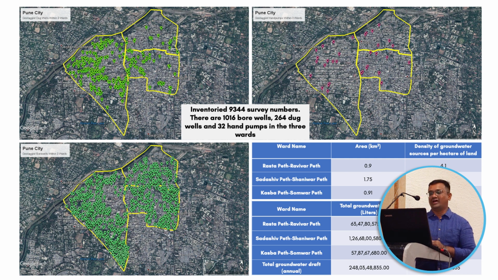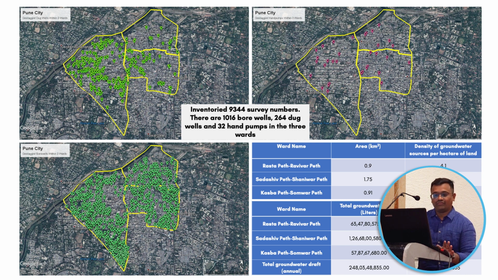Then we went ahead with the focus survey. We chose 3 wards in the central Pune area. Why central Pune? Because the municipal or piped water supply is well established in central Pune. Even so, we inventoried each and every household. We went to 9,344 households, wherein we inventoried 1,016 bore wells, 264 dug wells and 34 hand pumps.